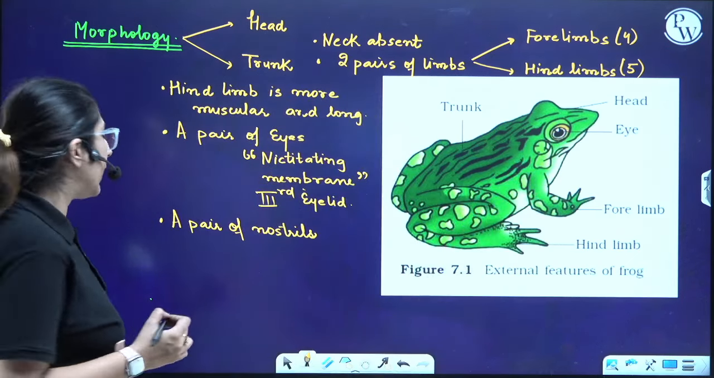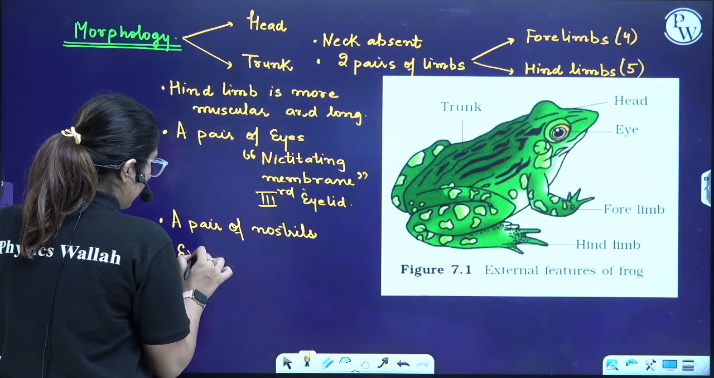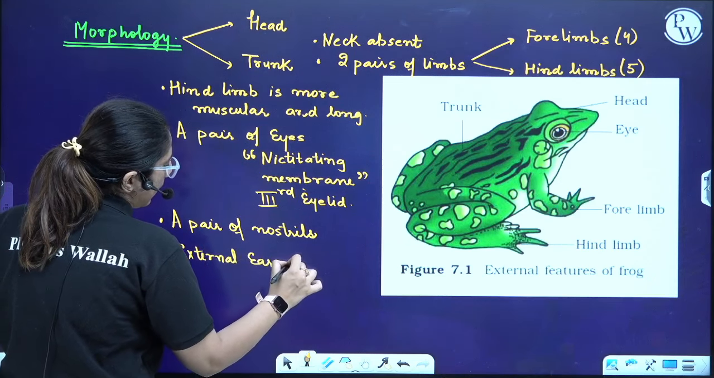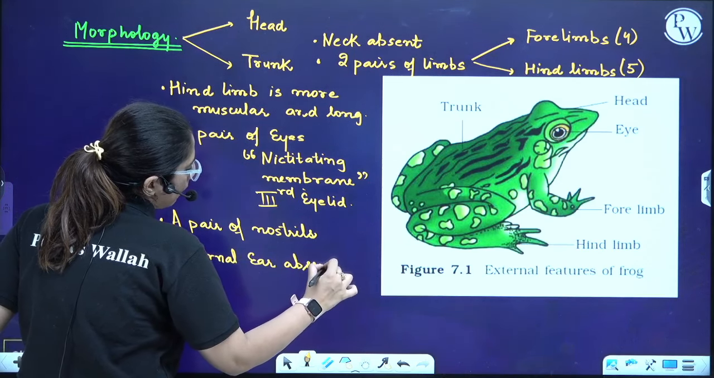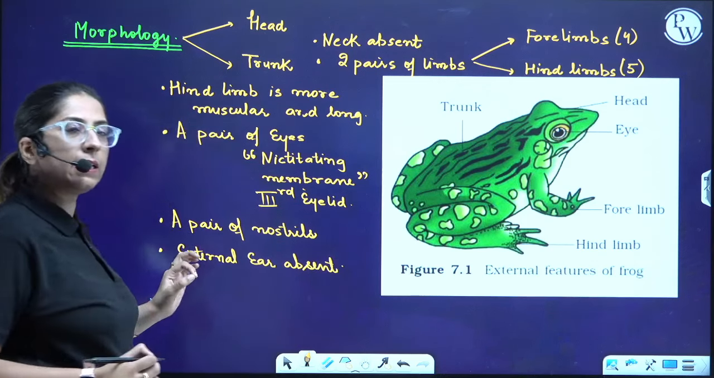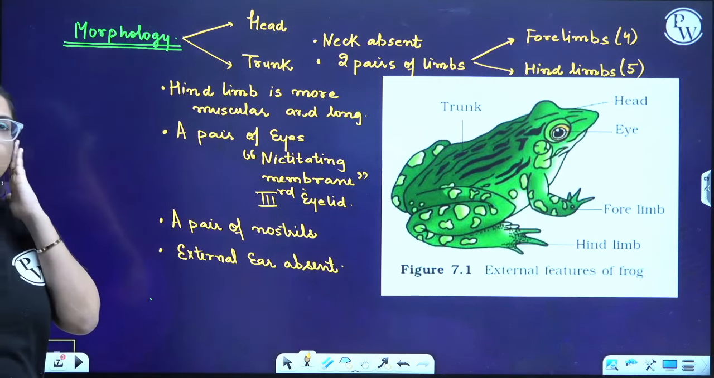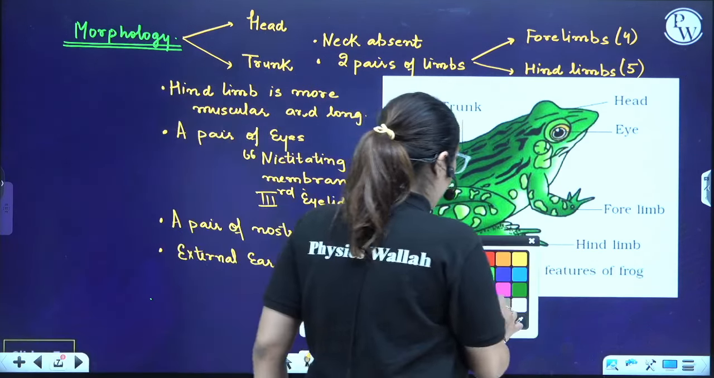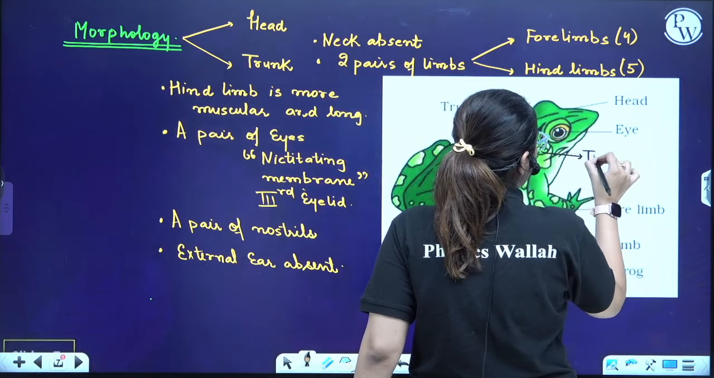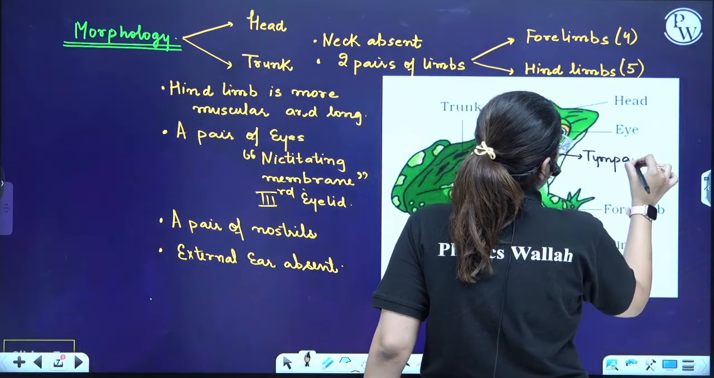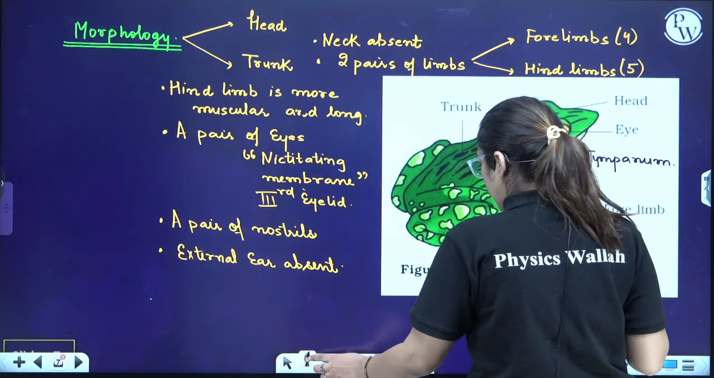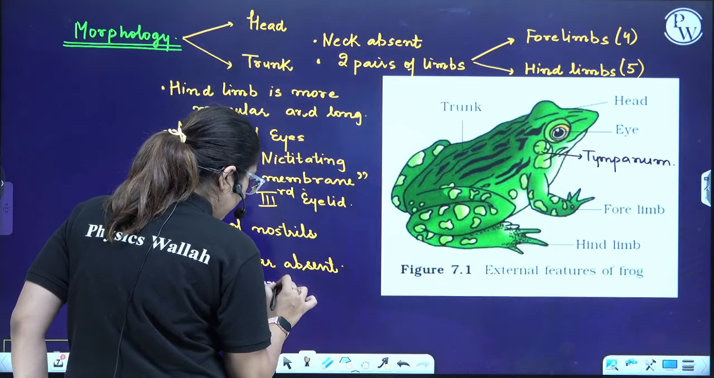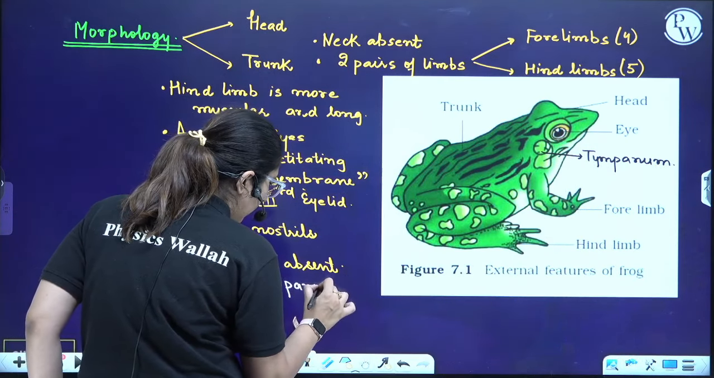In these organisms, the external ear is absent. That means they have the middle ear and the internal ear. Here the tympanum is present directly. Clear? What is this? Tympanum. So I am writing that the tympanum is present. The tympanum is the one which is exposed to the outside.